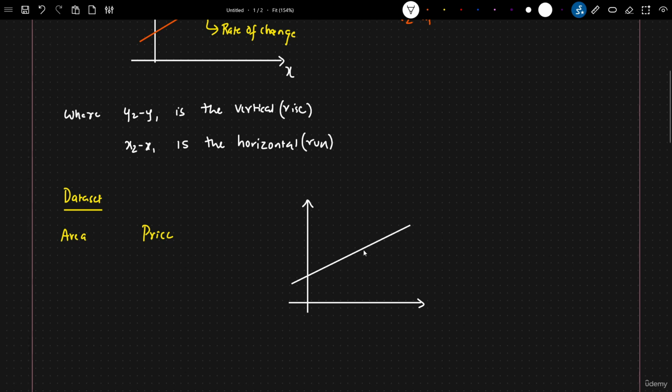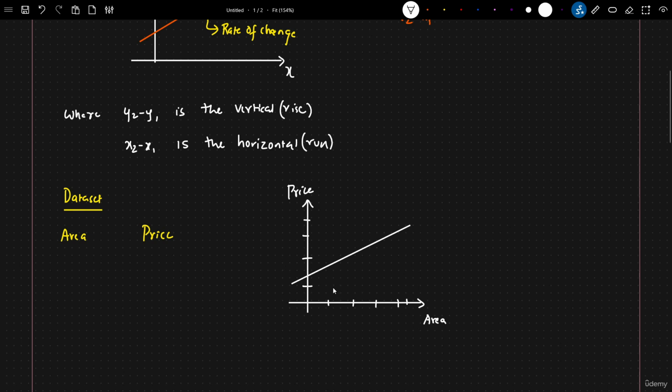Usually this does not happen in a real world scenario, because in a real world scenario, you will not always get a straight line, right? You will also be getting a non-linear line. The non-linear line can be in any direction like this. So we'll discuss about this more as we go ahead. But let's say that this is my area and this is my price, right? Now, as the area keeps on increasing, you will also be seeing that the price is also increasing, right?